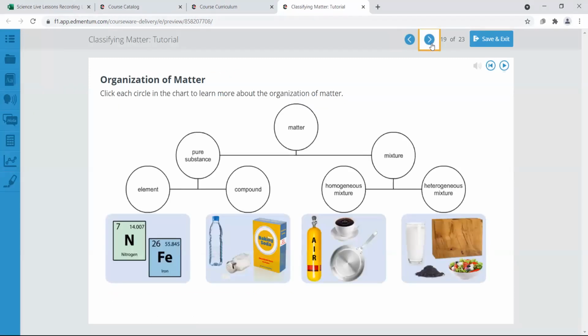All right. And here you have, again, matter: pure substance versus mixture. Pure substances would be element and compound. Mixture would be homogeneous mixture and heterogeneous mixture. And as you can see, there's my example of the salad.